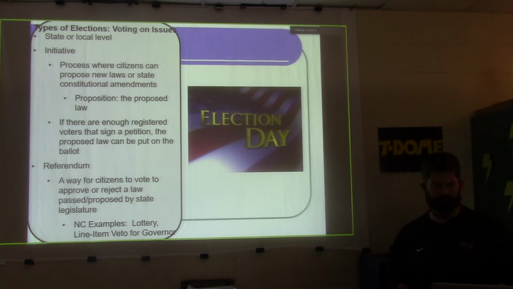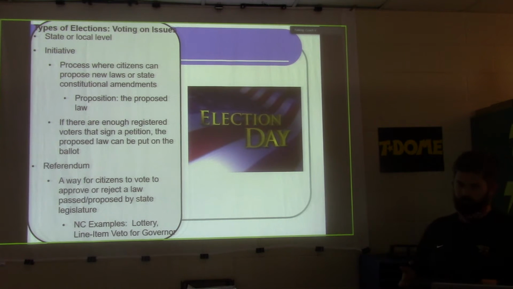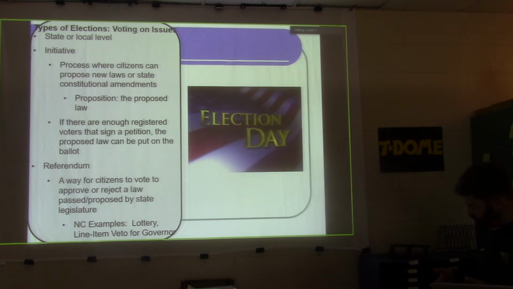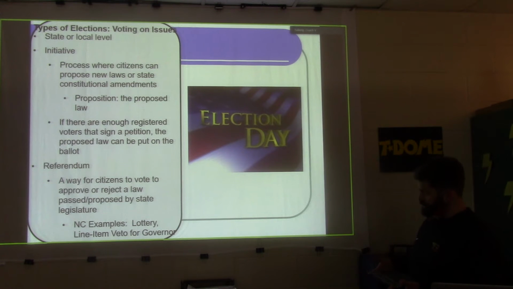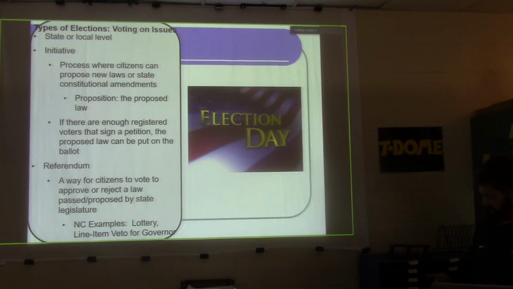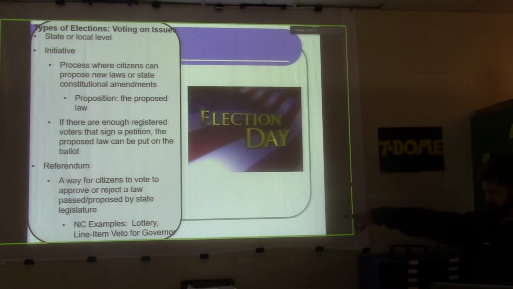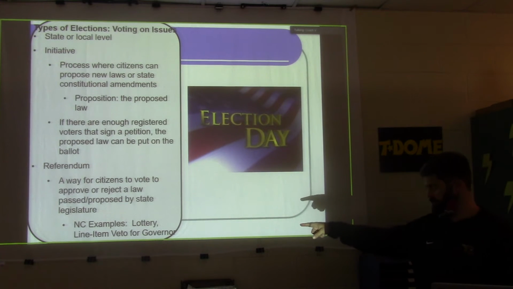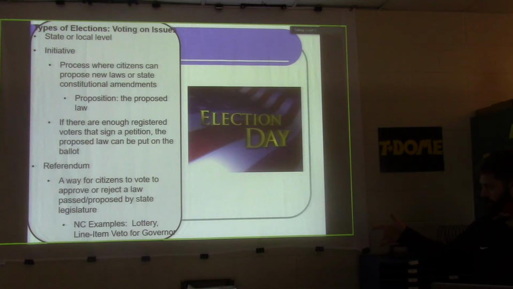So, I guess one of the most recent propositions that was voted on would be in New York. They voted to legalize marijuana. All right, referendum. So a way for citizens to vote to approve or reject a law passed or proposed by a state legislature. So some examples here, which I actually voted for: North Carolina lottery, the North Carolina educational lottery, voted for that, and then line item veto for governor.